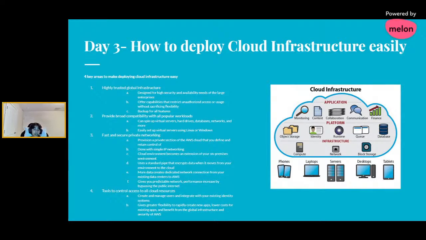Number three is fast and secure private networking. This is provisioned on a private section of the AWS cloud that you define and retain control of. It's done with simple IP networking, and at this point the cloud environment becomes an extension of your on-premise environment. It uses a standard pipe that encrypts data when it moves from your environment to the cloud, and AWS Direct Connect creates a dedicated network connection from your existing data centers to AWS. It also gives you predictable network performance by bypassing the public internet.